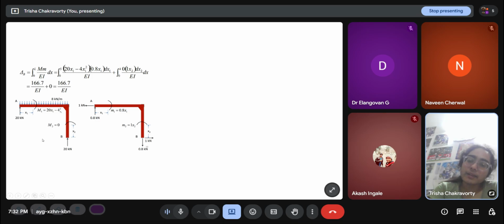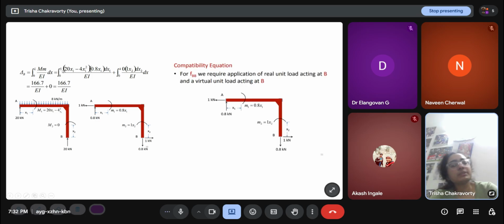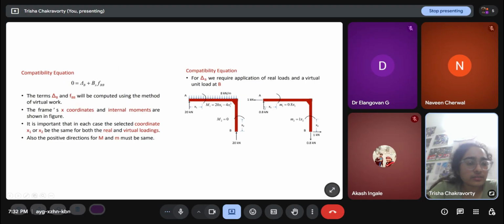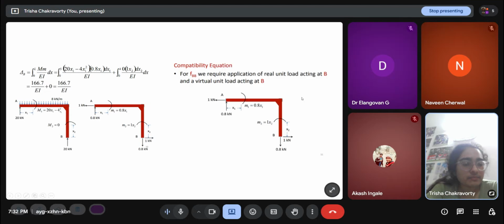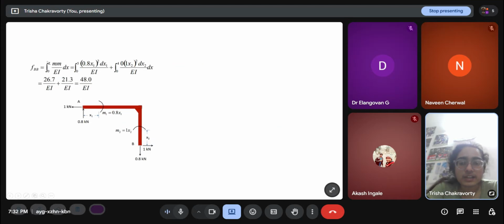This is the delta B. Now I want to find the small fBB. For that we require application of a unit load acting at B and a virtual unit load acting at B. It is exactly the same situation as this, but in this part both the capital M and the small m are from this situation. So we get small m into small m, and we get another expression.